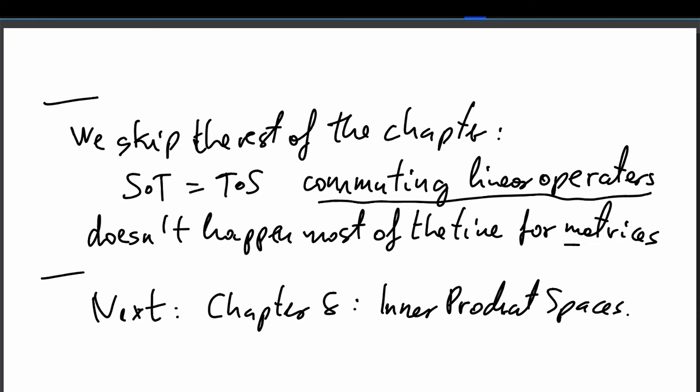As a first example, for matrix multiplication, usually covered in undergraduate linear algebra classes, if you multiply together two matrices, usually they are not equal. And the next chapter we continue with is chapter 8 about inner product spaces.